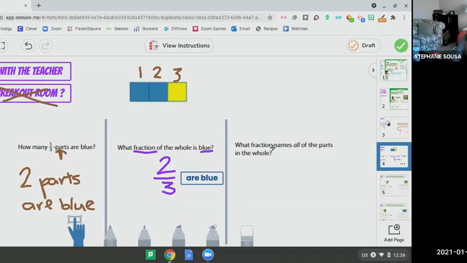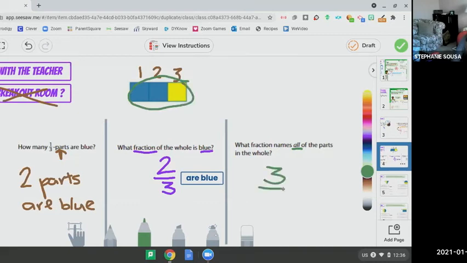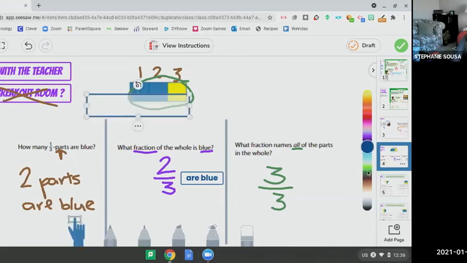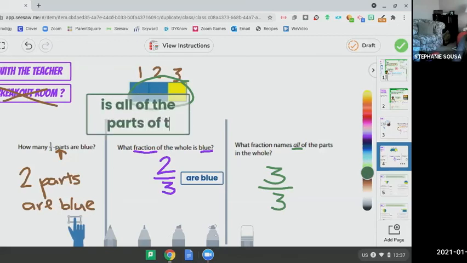Last question. What fraction names all of the parts in a whole? If I were to have all of these parts, I would have 3/3. 3/3 is all of the parts in the whole. So 3/3 is all of the parts of the whole.